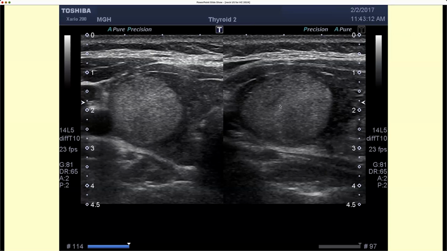Isoechoic, well-defined nodule. Say that again, please. I cannot hear you. Isoechoic and well-defined margins. Exactly. Do you see calcifications? No. Exactly. So this is a typical isoechoic nodule.